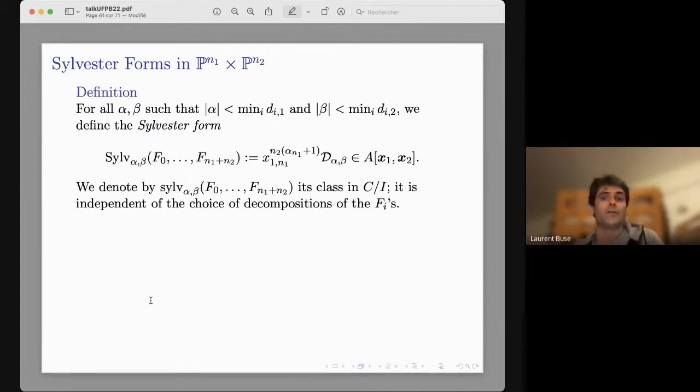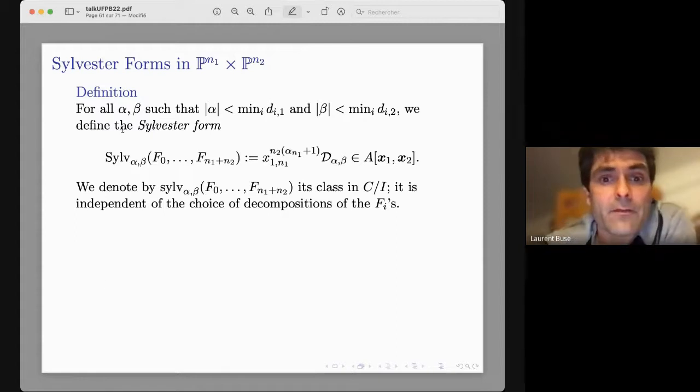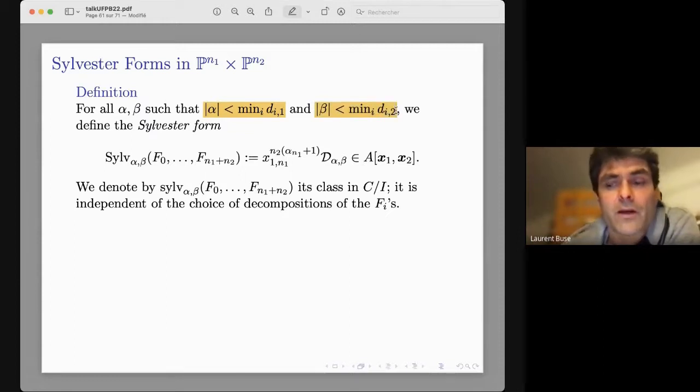Okay, and so the definition is that for any alpha and beta that satisfy these two important conditions here, that are just the conditions to be able to define the decomposition I described before, then we call the Sylvester forms of bidegree alpha beta just the element d alpha beta multiplied again by this monomial here. Okay, so it's very similar.